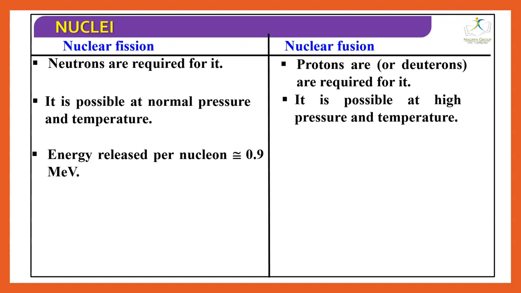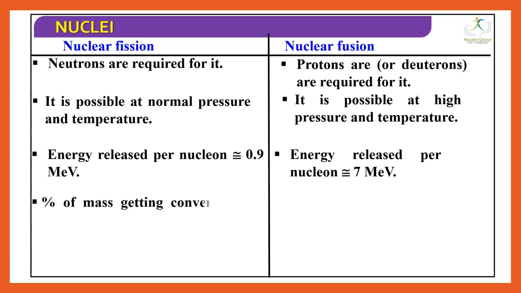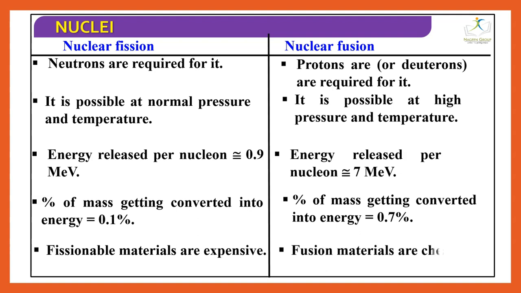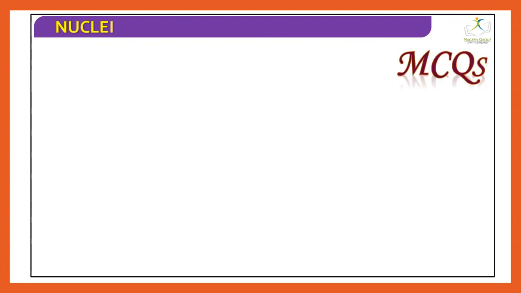Energy released per nucleon in fission is 0.9 mega electron volt, and in fusion it is 7 mega electron volt. The percent of mass getting converted into energy is 0.7% in fusion and 0.1% in fission. Fissionable materials are expensive, fusionable materials are cheap.